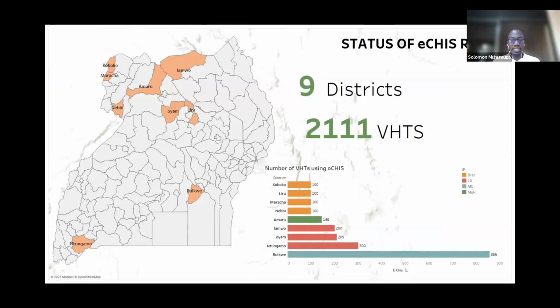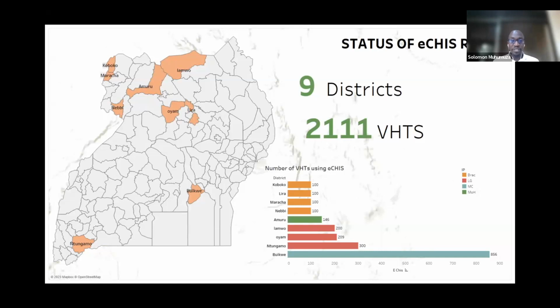So the update I'm going to give concerns the rollout of eCHIS that is based on the Community Health Toolkit. As I mentioned, the one based on OpenSRP is still in the development stage. So as a country, we have so far reached 9 districts, and we've so far reached 2,111 VHTs. And the total you're supposed to reach in those districts is 23,000 VHTs. So we still have a lot of work to do. But we just started in November 2021. So the 2,111 is what we were able to achieve in the entire last year. So a lot of work has been happening.